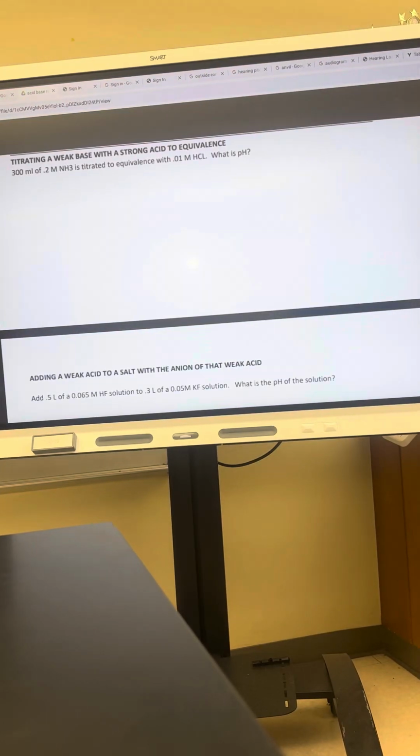Hopefully this will be a quick video. Titrating a weak base with a strong acid to equivalents. It's the same exact thing as earlier. Same exact thing. And so what do we have?